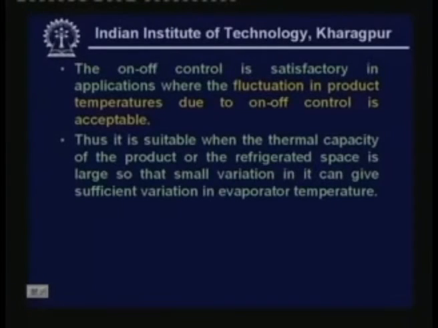It is also suitable when the thermal capacity of the product or the refrigerated space is large, so that a small variation in it can give sufficient variation in evaporator temperature. Even though I just mentioned that the refrigerated space temperature in these applications is not very important, that doesn't mean it can vary over a large range, because otherwise the product will get spoiled. So the variation should be small, but there should be some variation, and this variation should be tolerable.